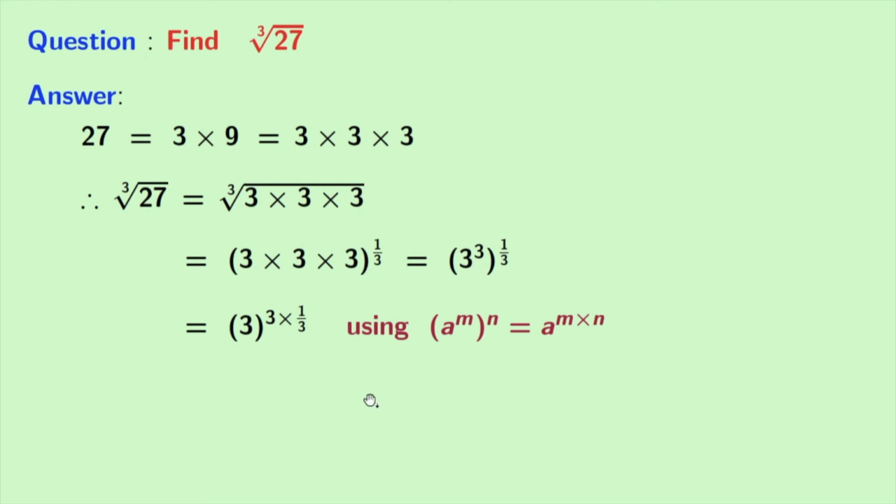Now look that here 3 gets cancelled and we have 3 power 1. That means 3, and this is the expected answer.